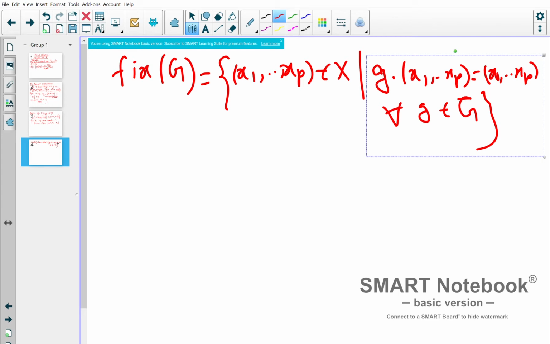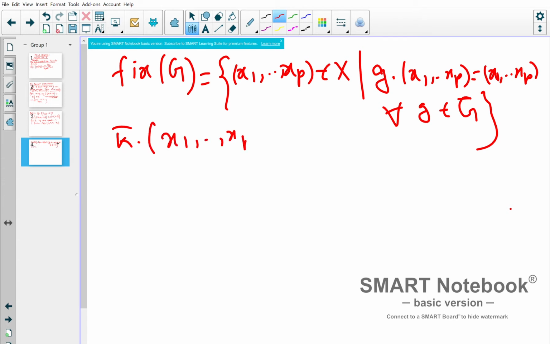What are these elements which will be fixed by any elements of the group G? And the answer is, you see that if each of those xi's are the same. So what you need to prove is that for any k bar, these elements x1, x2, ..., xp will be equal to x1, x2, ..., xp for all this k bar element of G, right? It won't be z.